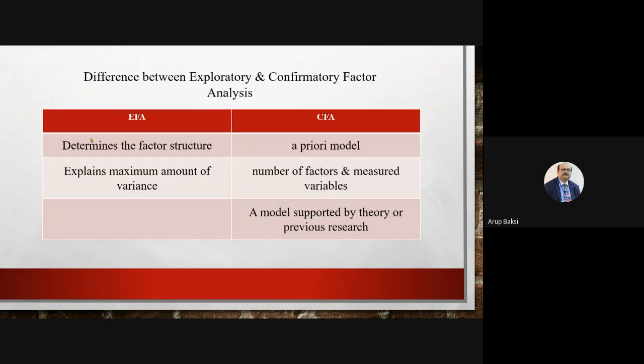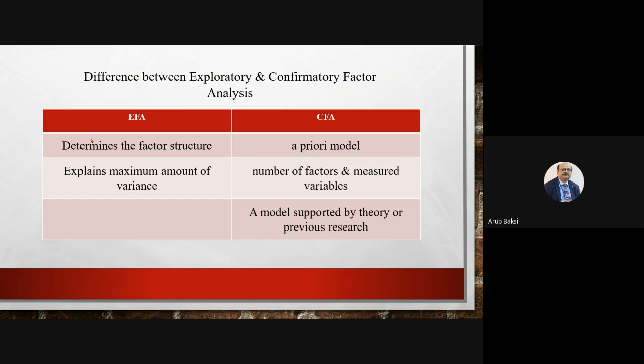So let us have a very quick look at the differences between the EFA and the CFA. This is a very prima facie kind of difference. So EFA, as we have already seen, determines the underlying factor structure, which is not very evident from the observed list of variables. And CFA works on the basis of certain a priori models. So when we are applying CFA, we have an a priori theoretical framework or a theory from which a model can be derived.